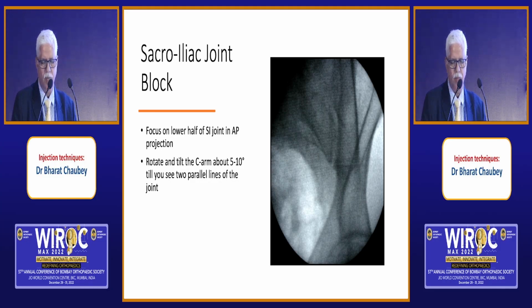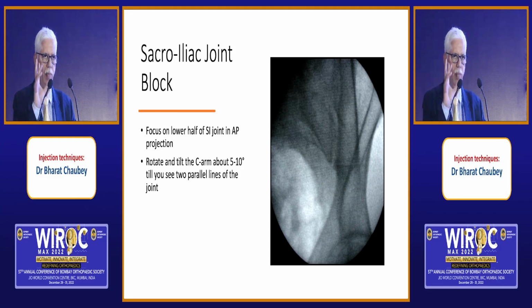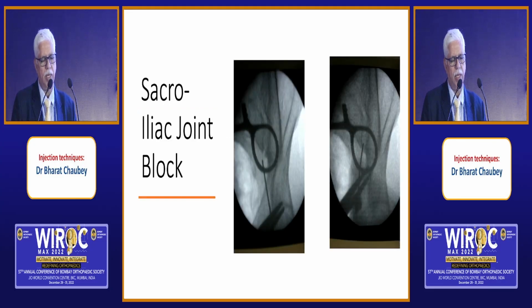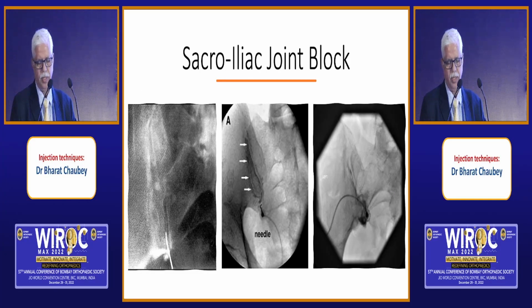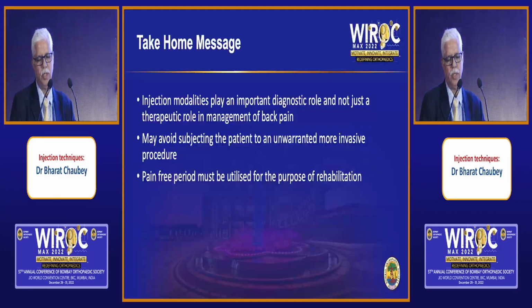Then when it comes to the sacroiliac joint, the lower half, which has already been discussed, see that the two parallel lines are seen, and then we give the sacroiliac injection. And then we check with the dye whether the dye is reaching the joint. So this is how we perform all these things.